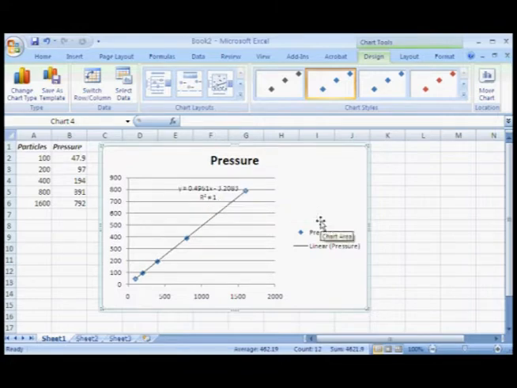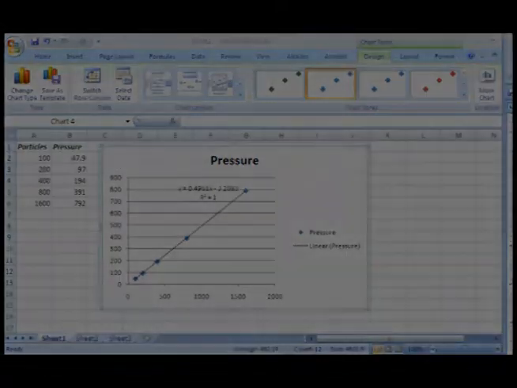This makes sense. Pressure is proportional to the momentum imparted to the walls. The more particles, the more collisions there are, and the more momentum is imparted, and the higher will be the pressure. Okay, what happens if we change the size of the box? For that, we go to another NetLogo model.